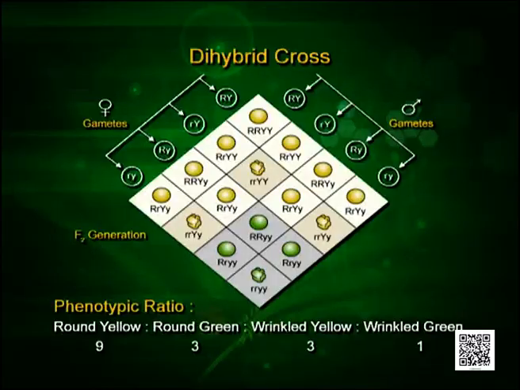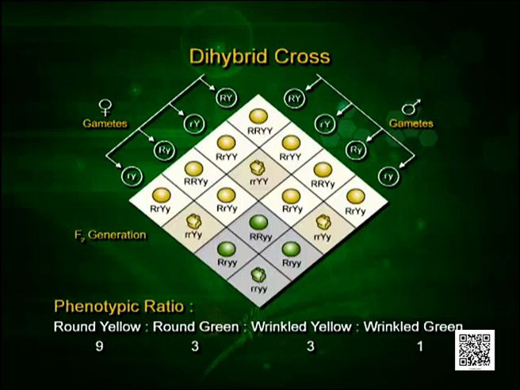In this you can see the gametes. On the left side are the female gametes: capital R, capital Y means both are dominating characters; small r, capital Y, one dominating, one recessive; similarly, capital R, small y, again one dominating and one recessive; and small r, small y, both recessive. Similarly, you see towards the right side the male gametes also.